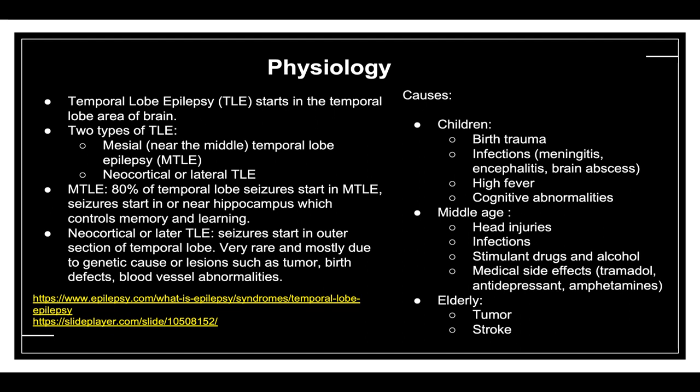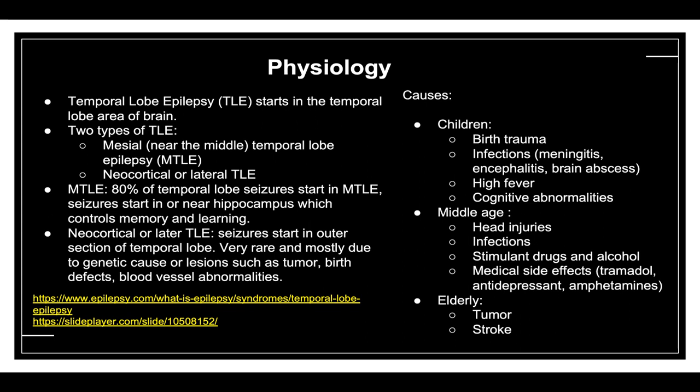Neocortical or lateral TLE is where the seizures start in the outer section of the temporal lobe. And these types of seizures are very rare and mainly due to genetic causes or diseases like tumor or birth defects or blood vessel abnormalities.